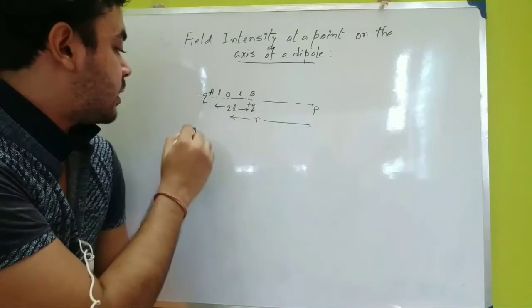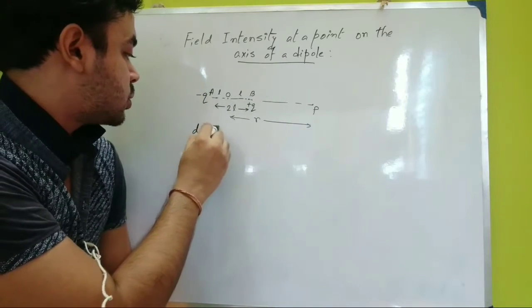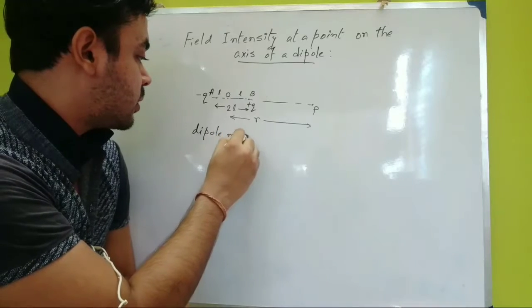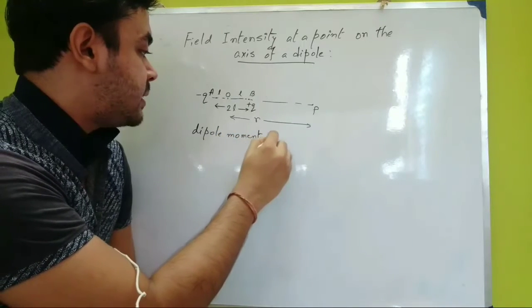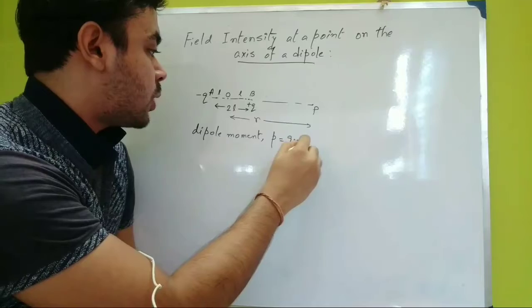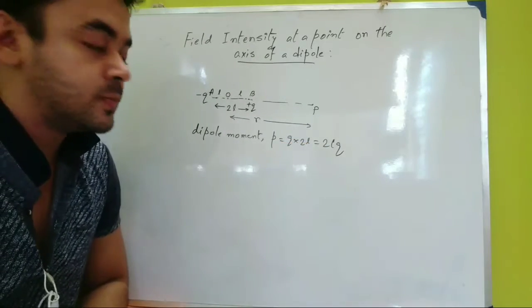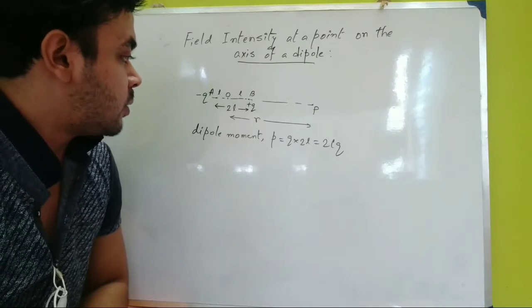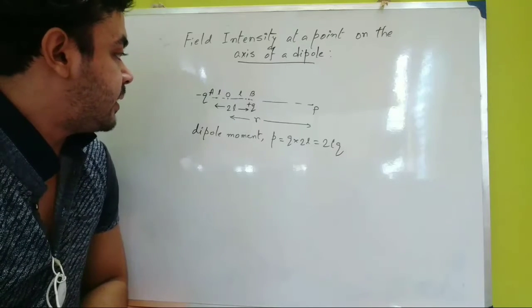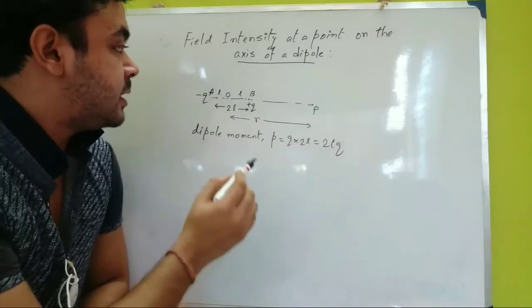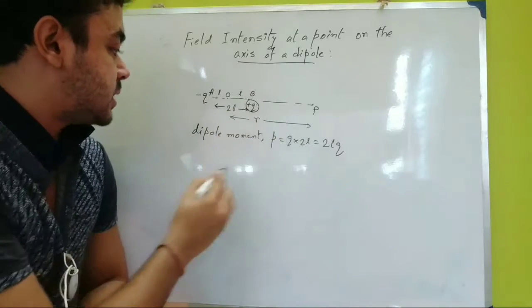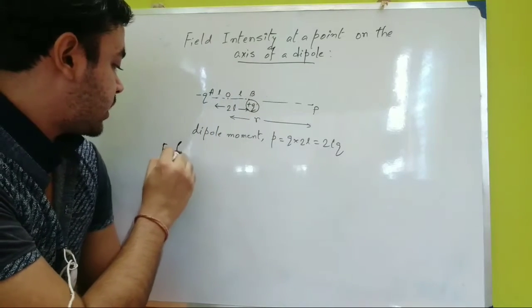So the dipole moment P is equal to q into twice L.